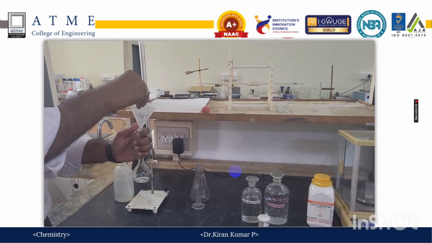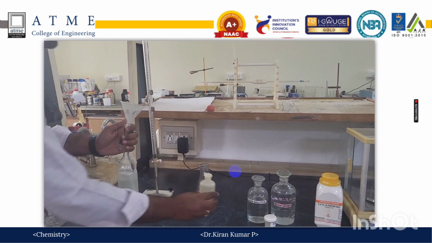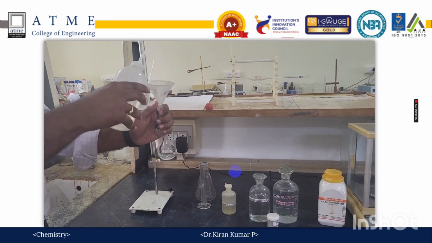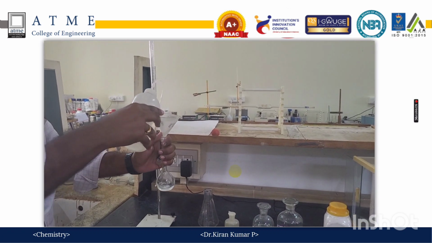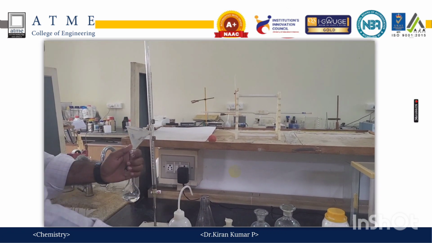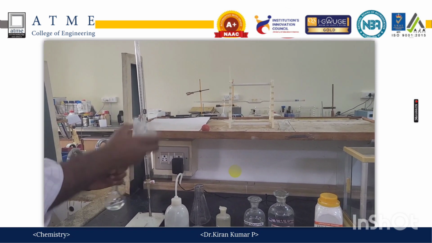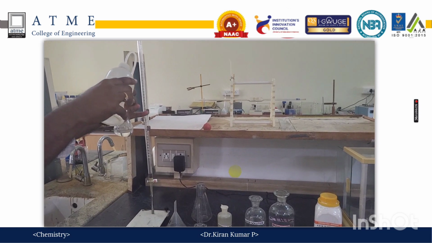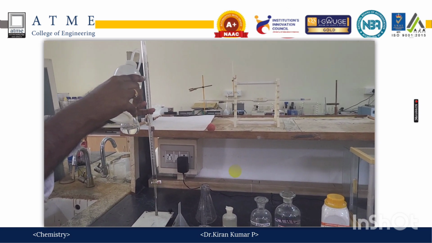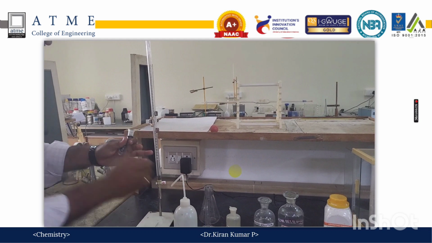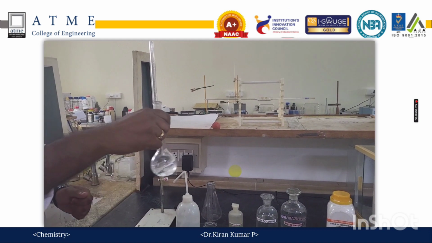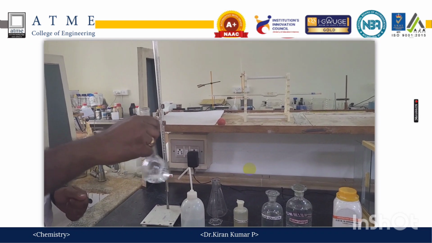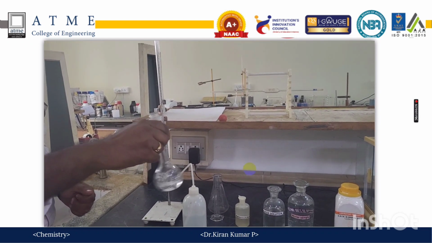Now, EDTA is sparingly soluble in water, hence we need to add ammonia to increase its solubility. Then add distilled water along the sides of the funnel. Make sure all the salt has gone into the standard flask. Dissolve the salt. Once it is dissolved completely, add distilled water up to the neck.